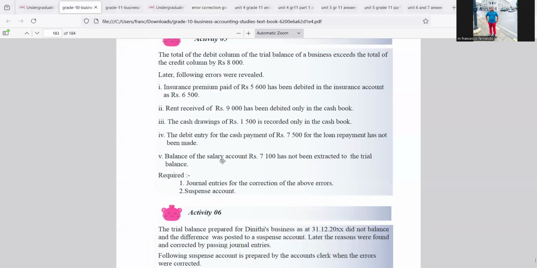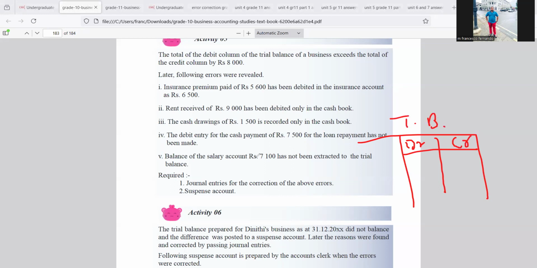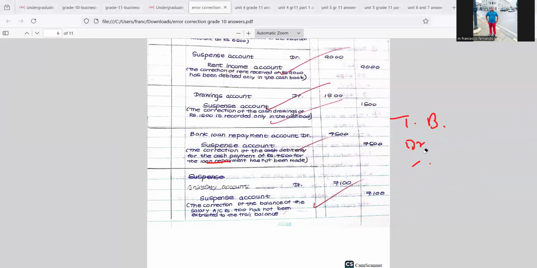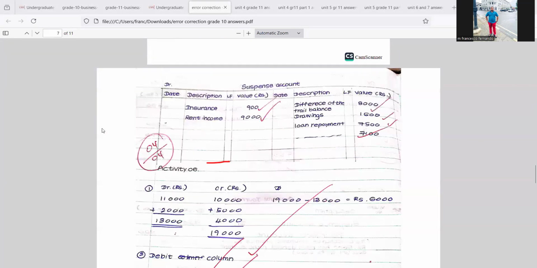The last one, balance of the salary account not extracted to the trial balance. So I said earlier also, salary is an expense. Expense balances normally are debited. So this is a trial balance, debit, credit. Normally salary is debit, so therefore we have to debit it to the trial balance. So we should write dot dot dot dot debit and suspense account credit. So then finally you have to enter this transaction in the suspense account from the general journal like this.